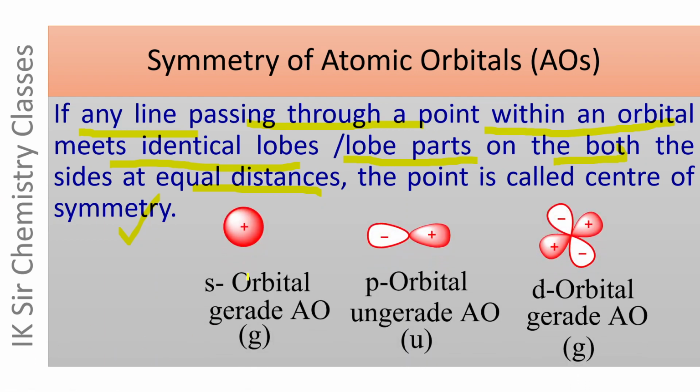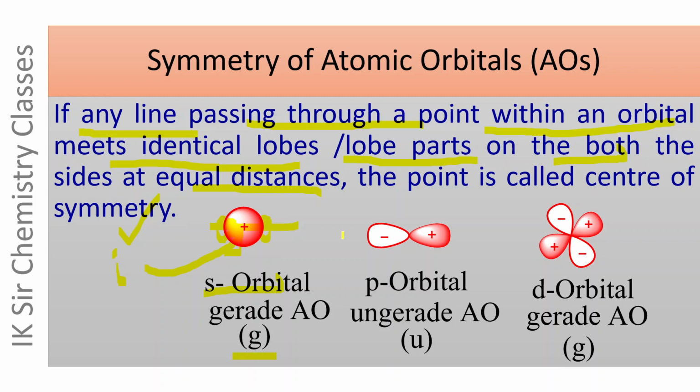This is the s atomic orbital. If we pass a line through the center of the s orbital, we get identical lobe parts on both the sides at equal distances, and hence the s orbital has a center of symmetry present here. Therefore, the s orbital is a gerade orbital and it can be represented by g.